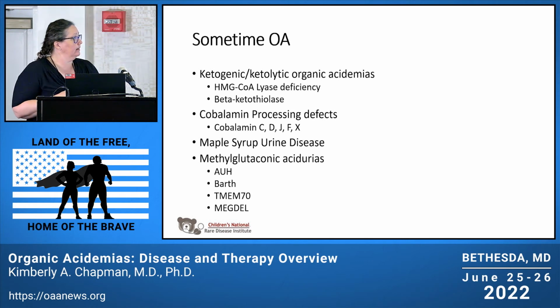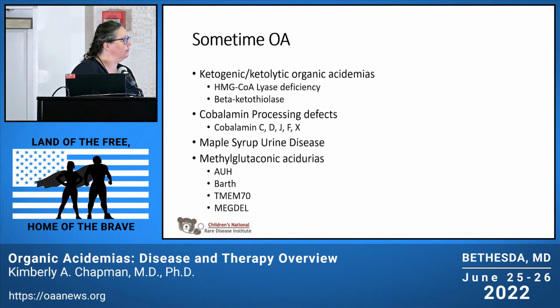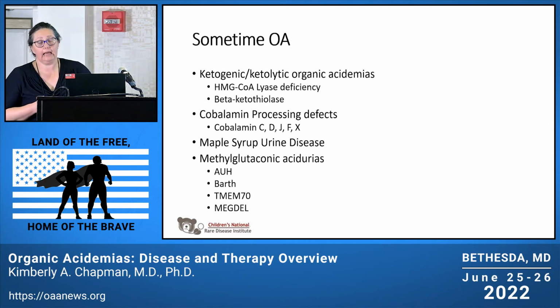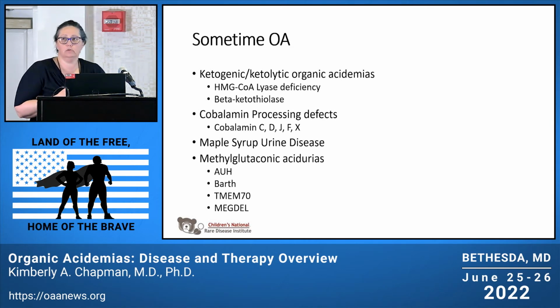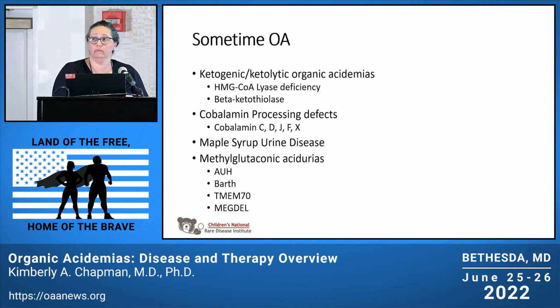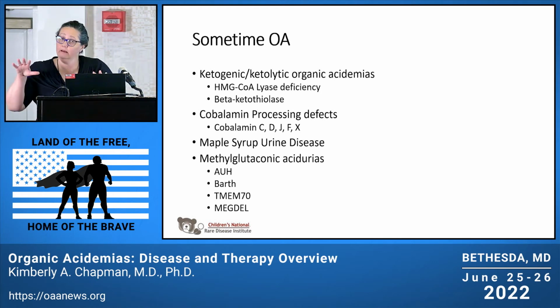The ketogenic, ketolytic organic acids, and this is because they spill organic acids into their urine. This is like HMG-CoA lyase deficiency and beta-ketothiolase deficiency. These disorders often are also seen in the fatty acid oxidation groups because they often have hypoglycemia or ketone problems. The cobalamin processing defects, because of the elevation in MMA. So some of you are in here, some of you are over there.